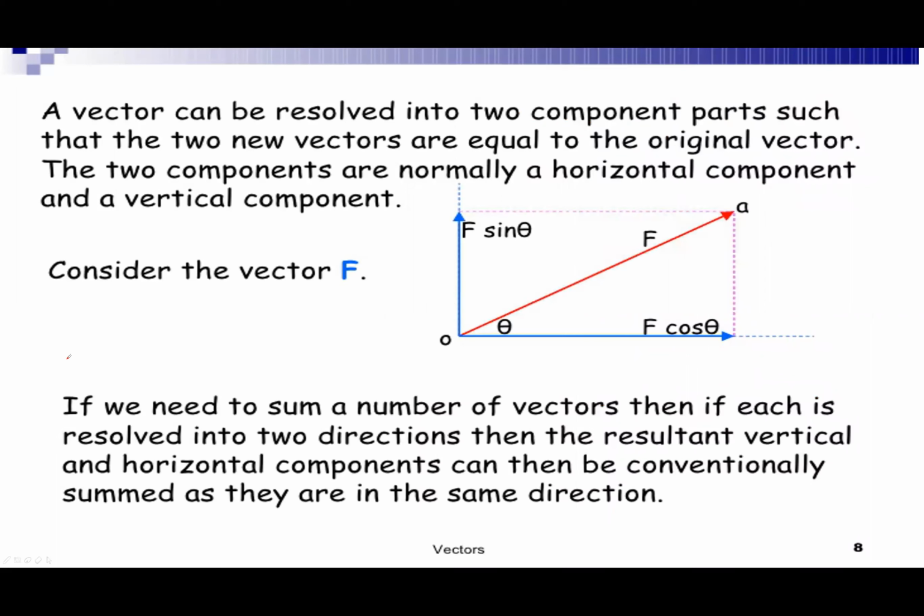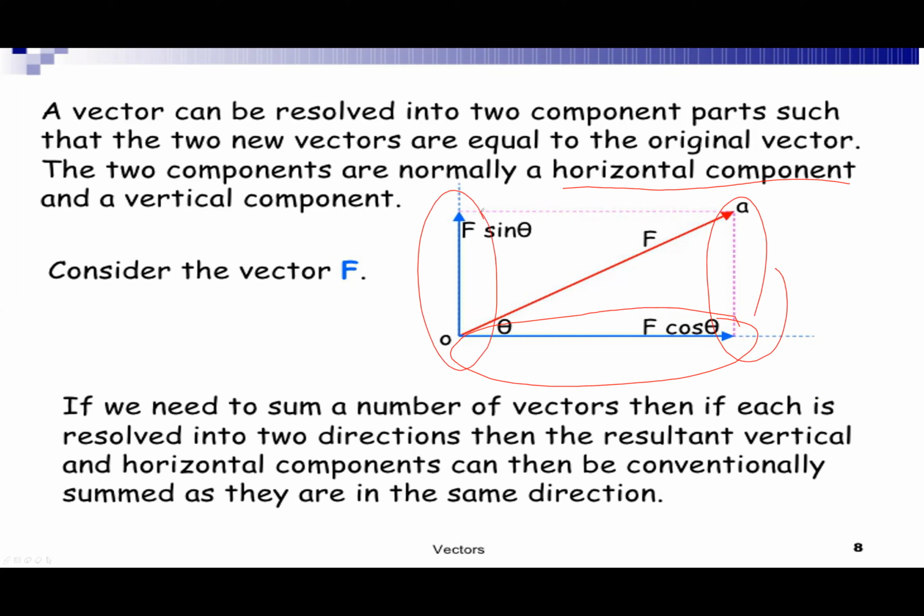Now, a vector can be resolved into two component parts, such that the two new vectors are equal to the original vector. The two components are normally a horizontal component and a vertical component. This is called the horizontal component. This is called the vertical component.